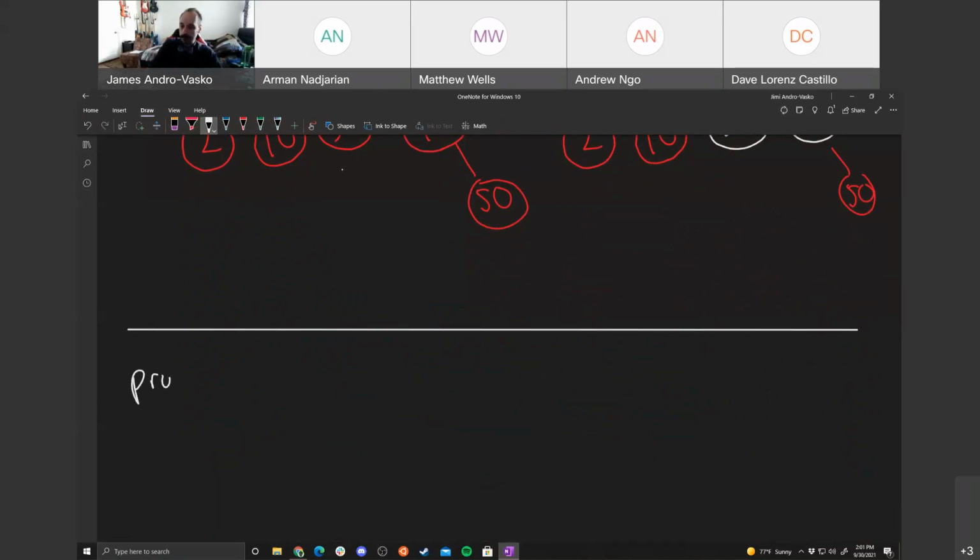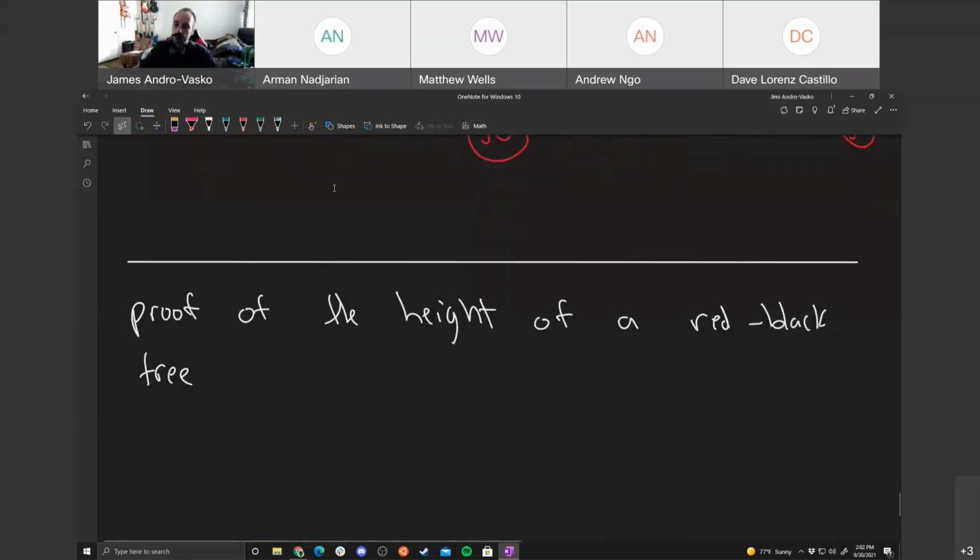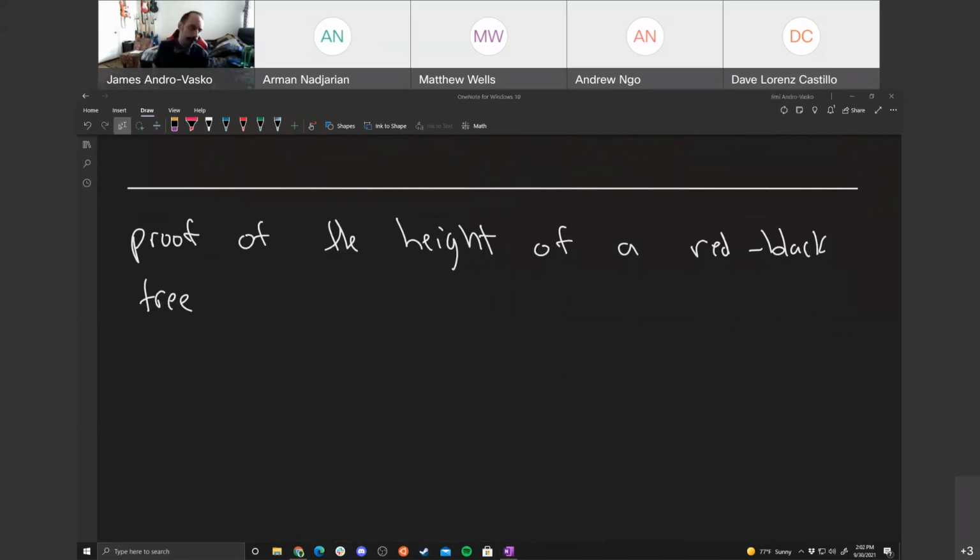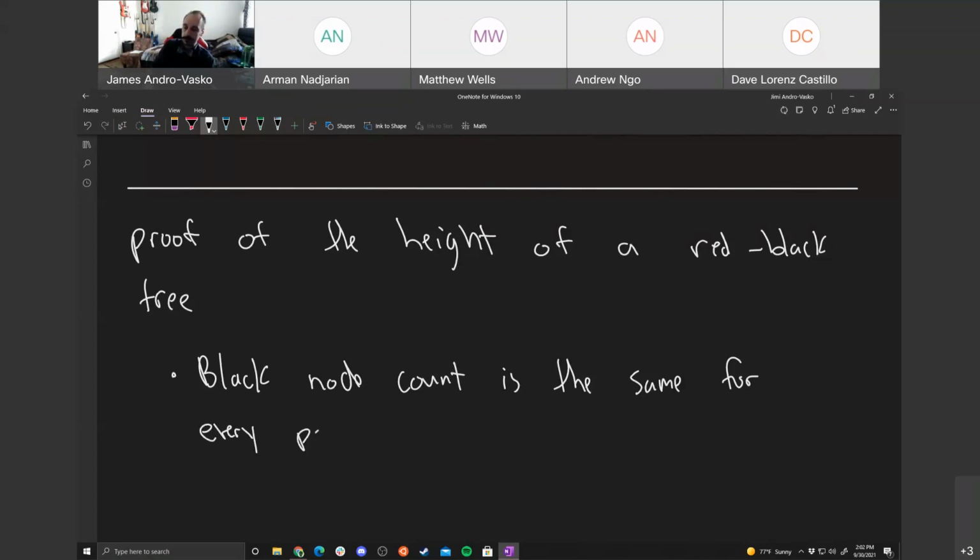So I guess the proof of the height of a red-black tree. A few properties that we know we have to maintain is that the black node count is the same for every path. So we always have to maintain that, and doing those rotations and recoloring, color swapping, is basically just to make sure that we always maintain this.